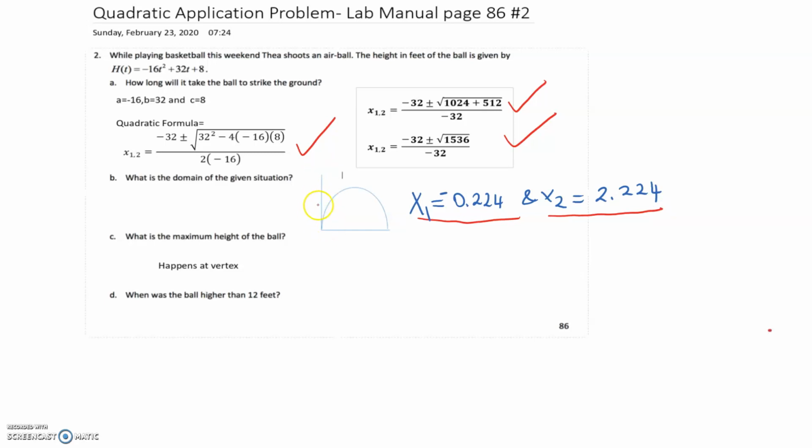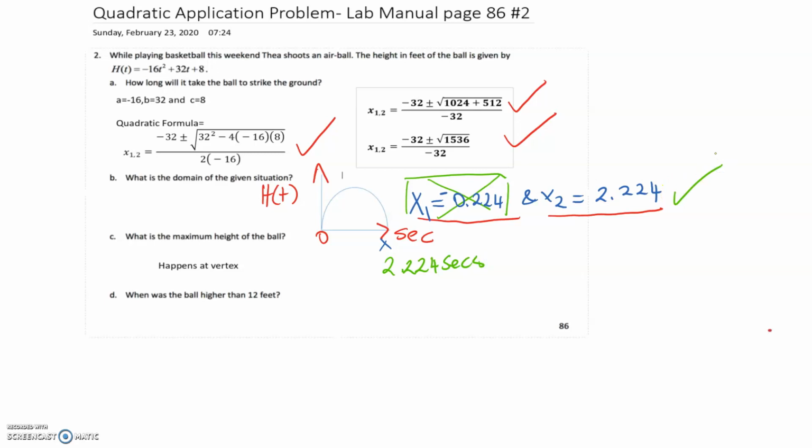So remember, the motion was like that. t is in seconds here, and this is h of t. I am starting with t equals 0, and the other time is when the ball hits the ground. Once I've seen a negative value, I cannot have that. Time cannot be negative. So the ball will be hitting the ground at 2.224 seconds. That will be the answer of part 1.